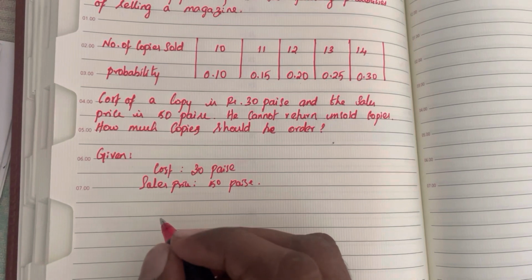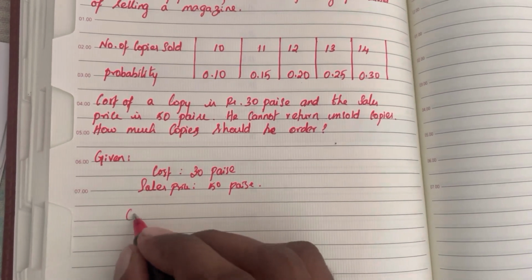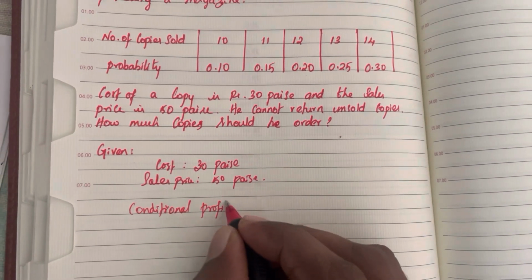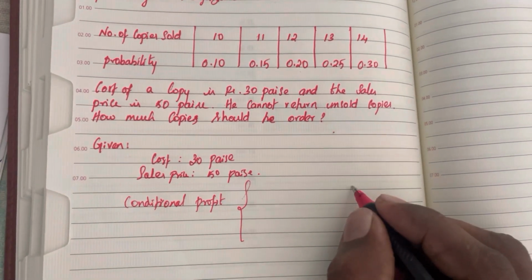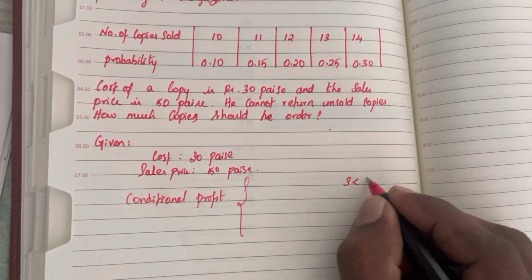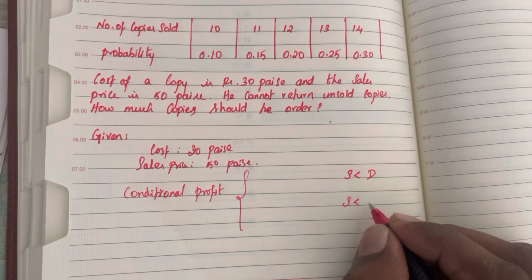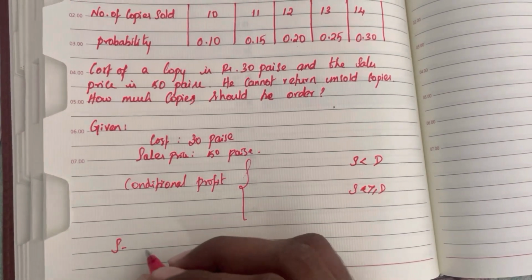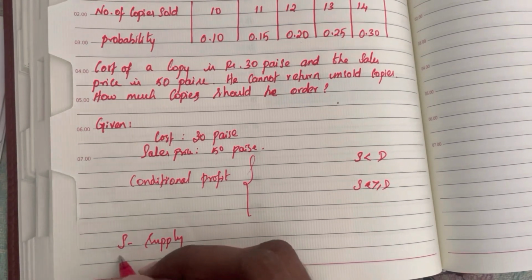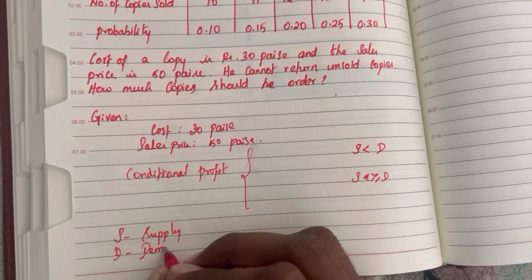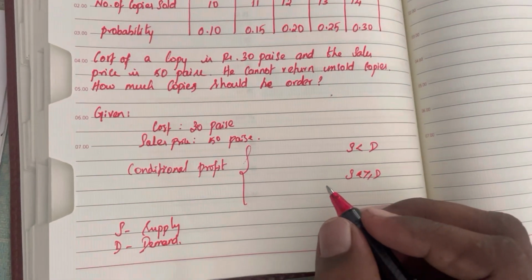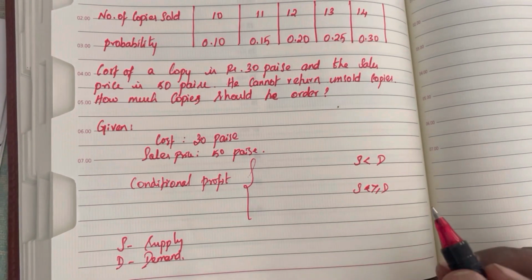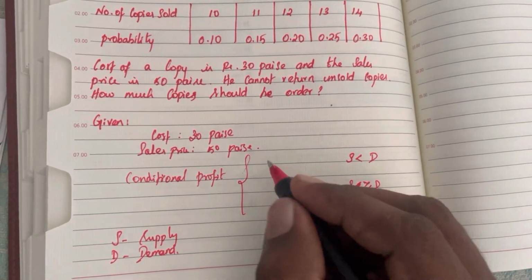Now we need to find out the conditional profit. So let us see how we are going to do it. Conditional profit has two different situations: one is S less than D, and the next one is S greater than or equal to D. What is S? S is supply and D is demand. So supply can be less than demand. When supply is less than demand, what would be our conditional profit?